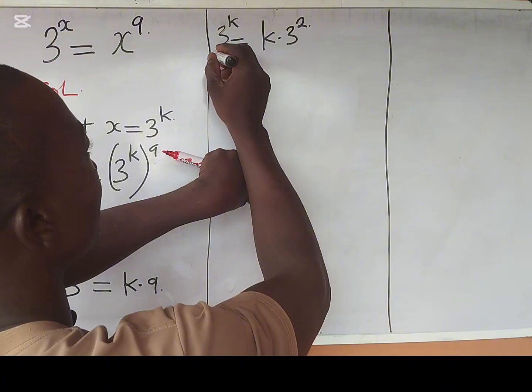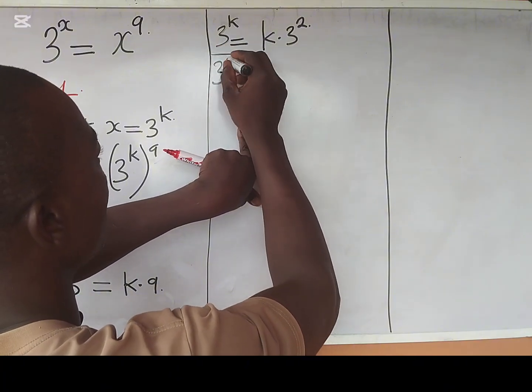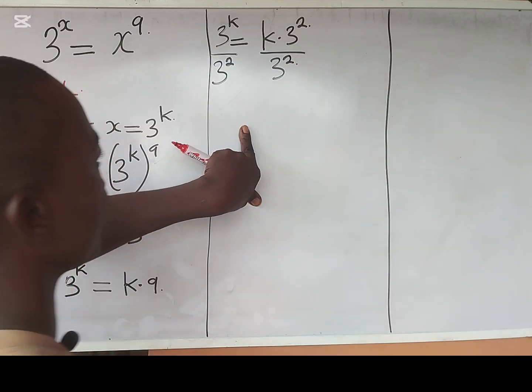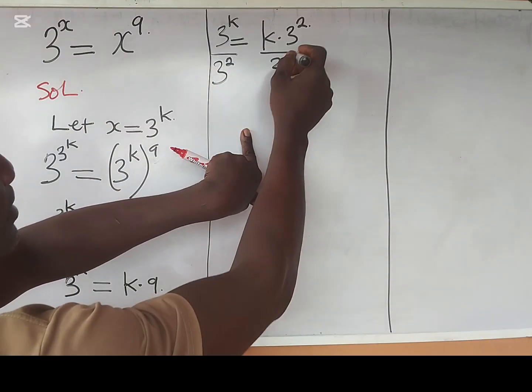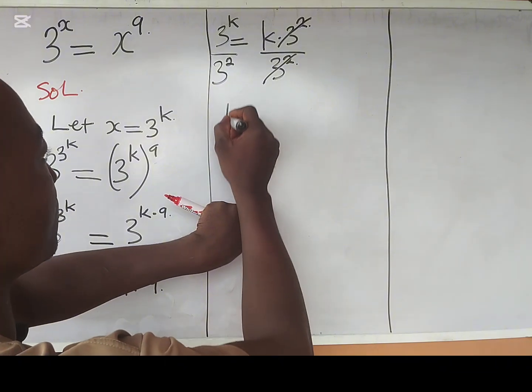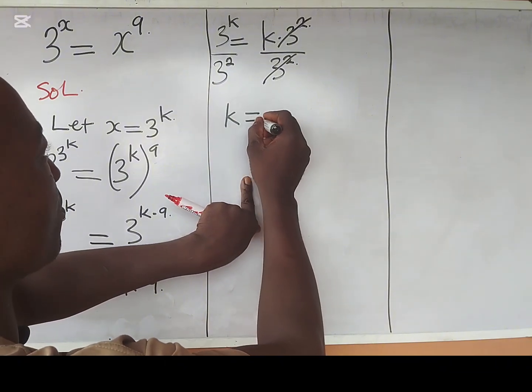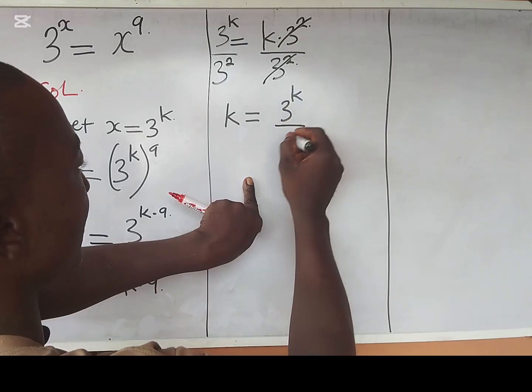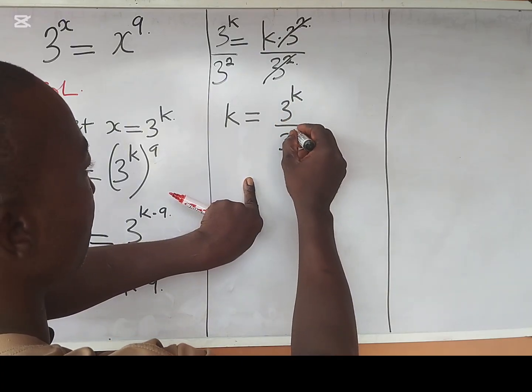The equation will become divide by 3 raised to the power of 2, divide by 3 raised to the power of 2. When we do that, this is going to cancel out this. So the equation becomes k will be equal to 3 raised to the power of k divided by 3 raised to the power of 2.